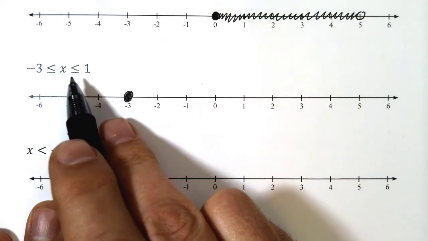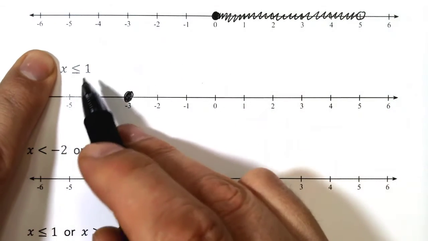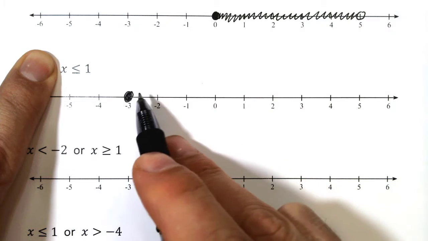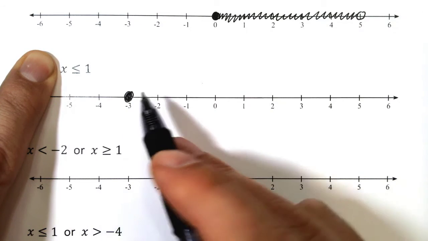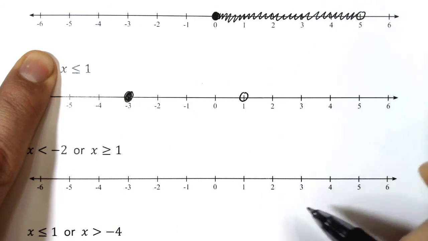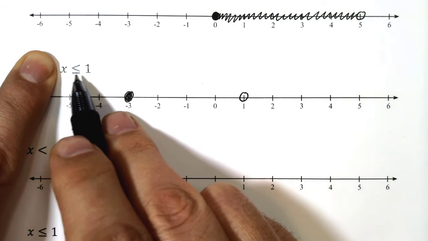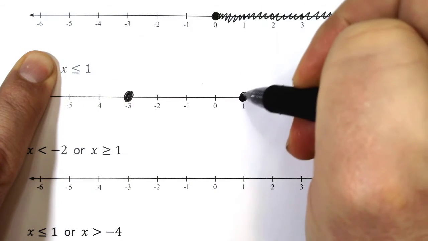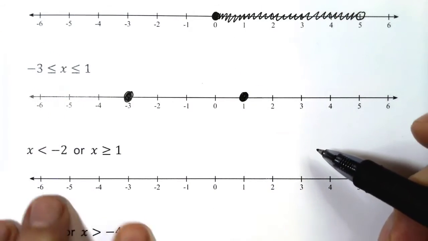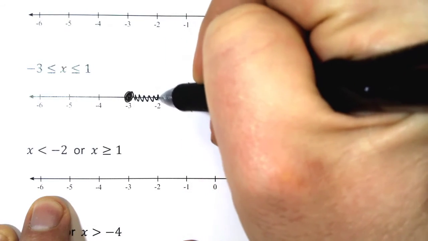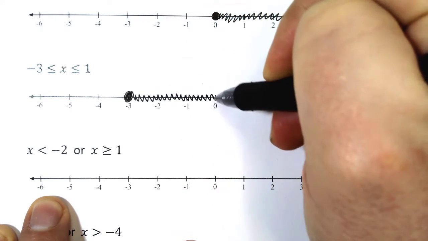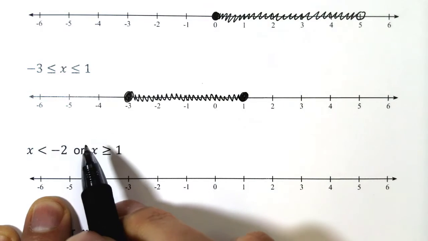Now x is less than or equal to 1. So that means x is to the left of 1. So I'm going to go up to here. And it could equal 1. It's less than or equal to, so I fill this in. And x is between those, so I have to fill that in like this.